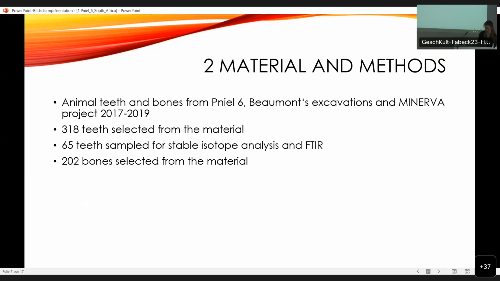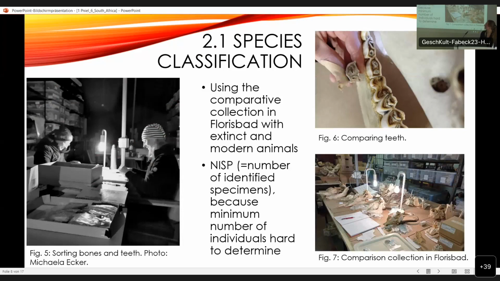Now to my materials and methods. We looked at animal teeth and bones from Beaumont's excavations and the Minerva project. All in all, we looked at 318 teeth and 202 bones. We also took 65 isotope samples from the teeth for carbon and oxygen isotopes, and we also used these samples for an FTIR analysis.